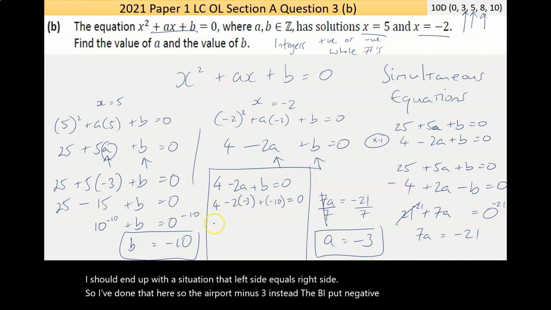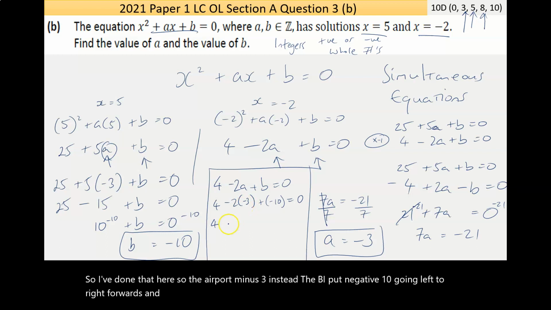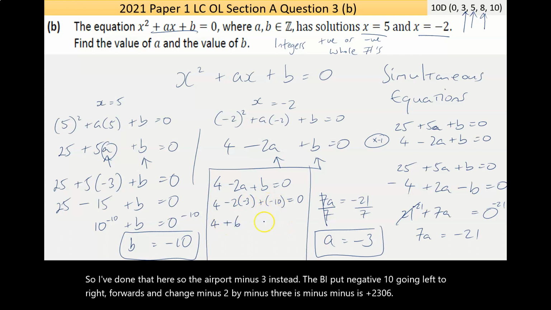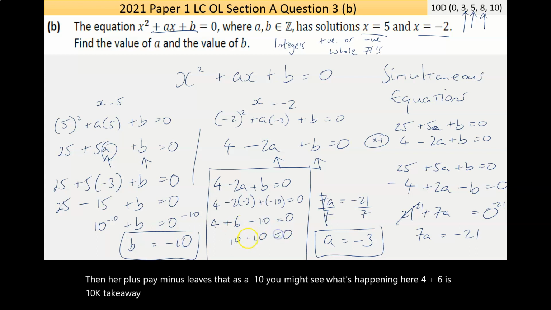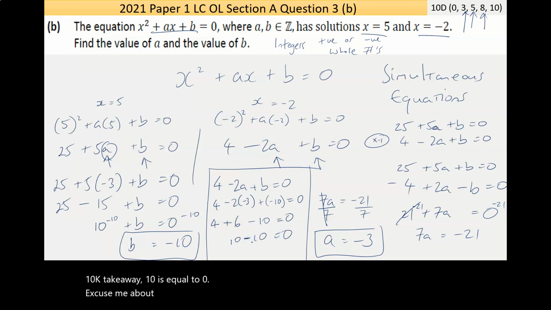Going left to right, 4 doesn't change. Minus 2 by minus 3 is minus is plus. 2 3s is 6. Then here, plus by minus leaves that as a minus 10. Now, you might see what's happening here. 4 plus 6 is 10. Okay, take away 10 is equal to 0. Excuse my bad writing. 10 take away 10 is 0. So 0 equals 0. This value of a and b are the correct values.